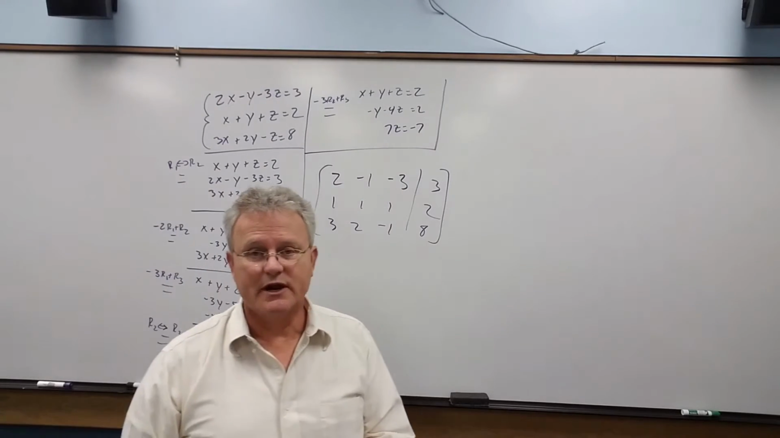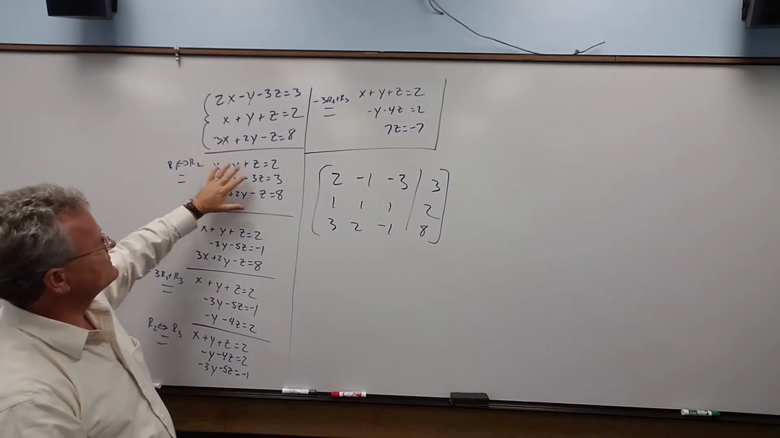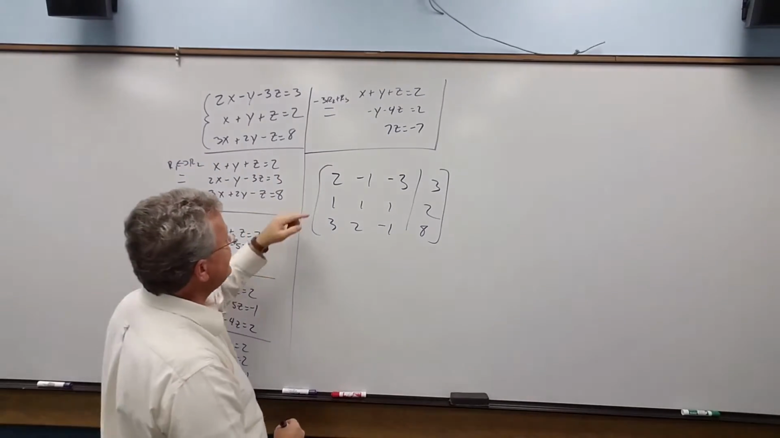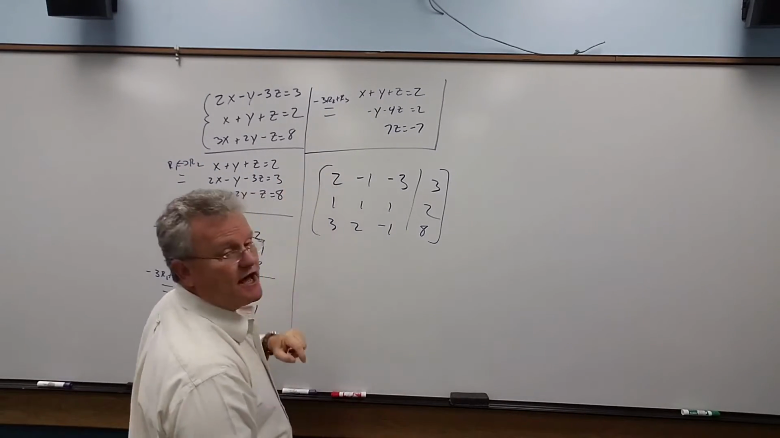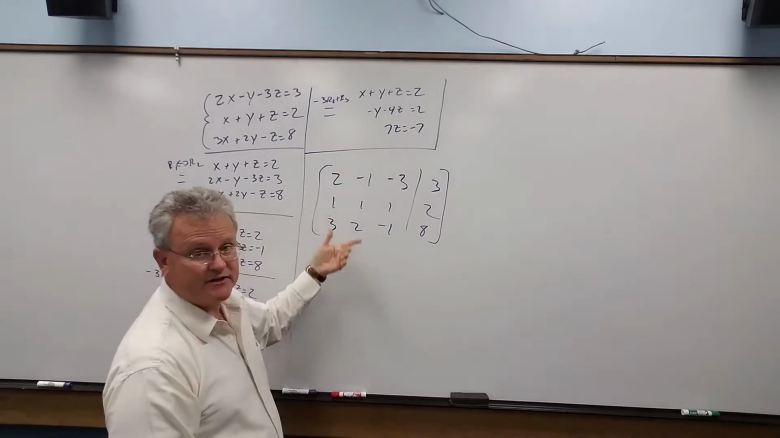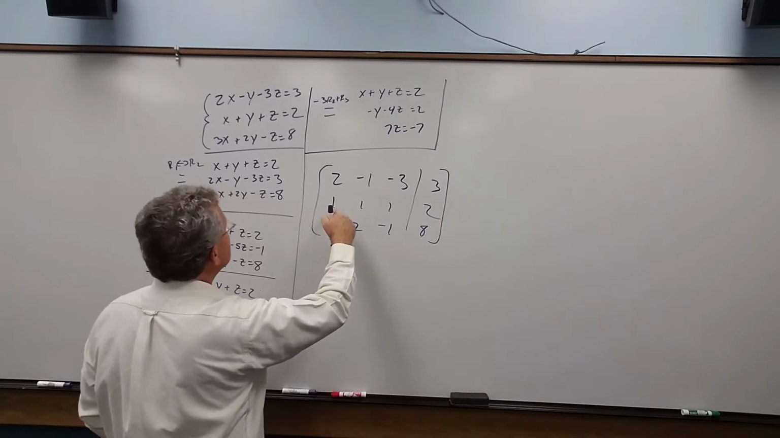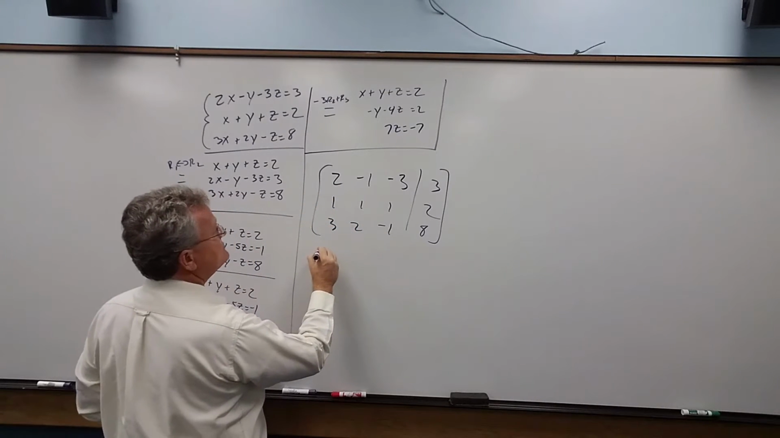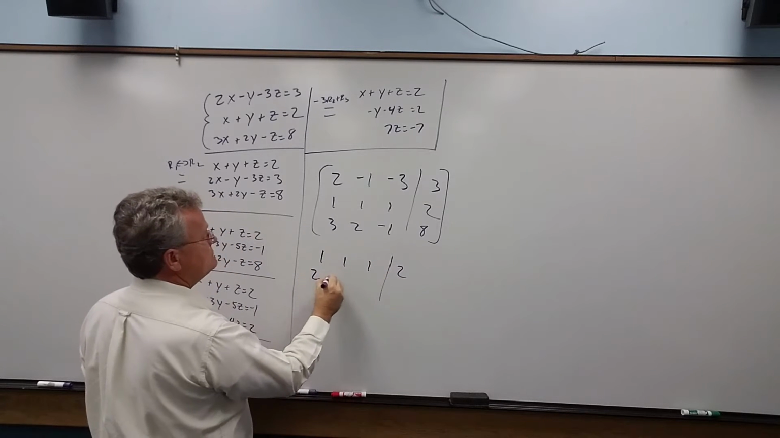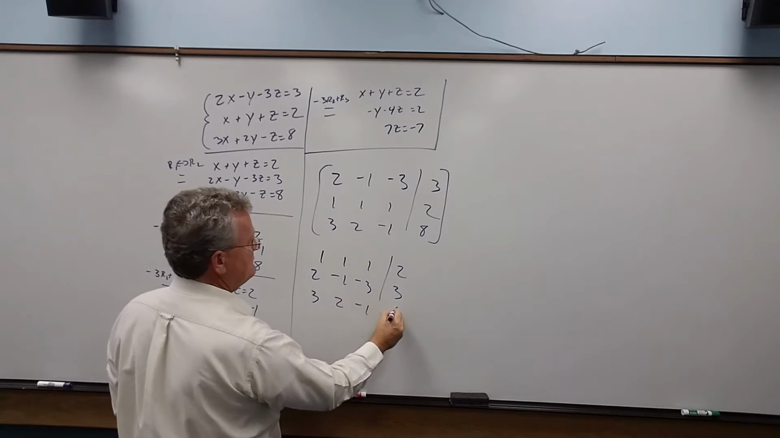Now when I do this, I just show them how it's the same thing as what we did here. I interchange row 1 and row 2. The idea is exactly the same. We want this entry to be a 1, so we can add multiples of that to these 2 entries to get them to 0. So we interchange row 1 and row 2: 1, 1, 1, 2, 2, -1, -3, 3, 3, 2, -1, 8.